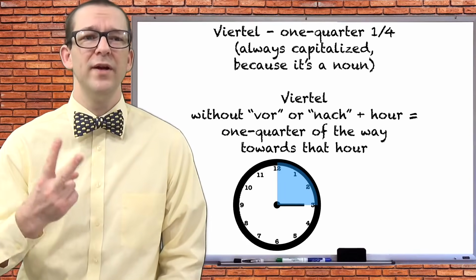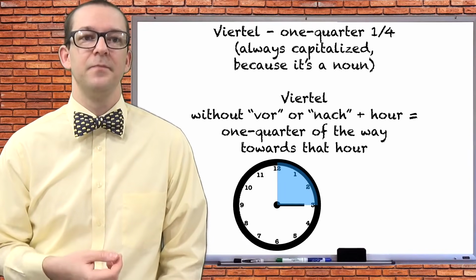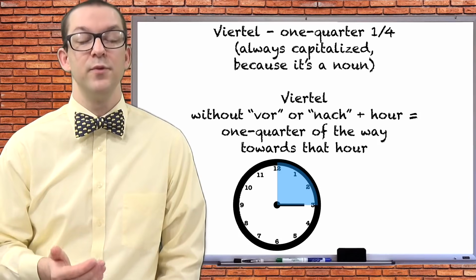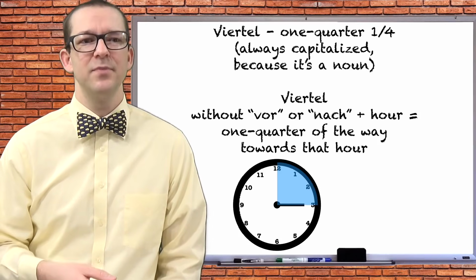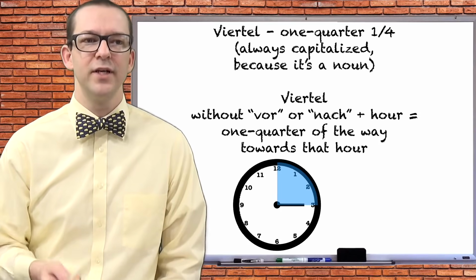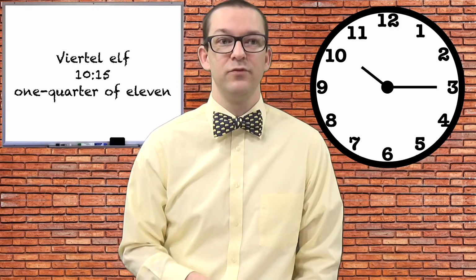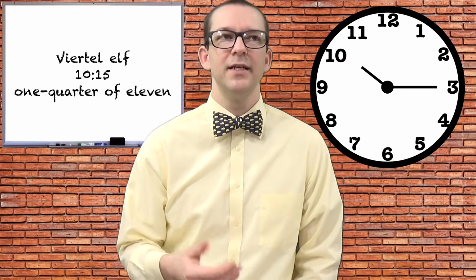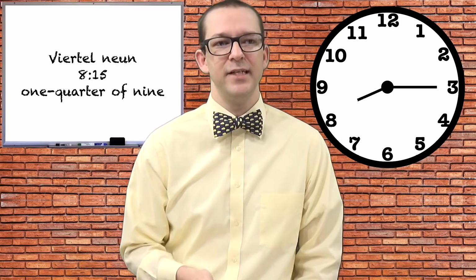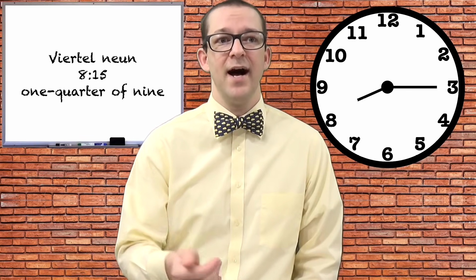There are also two weird ways to use the word Viertel. If you leave out the words vor or nach, you have a similar math question to that which we used with halb. In these examples, the phrase becomes a quarter of the way towards a particular hour. For example, Viertel elf, 10:15, literally a quarter of 11. Viertel neun, 8:15, literally a quarter of 9.